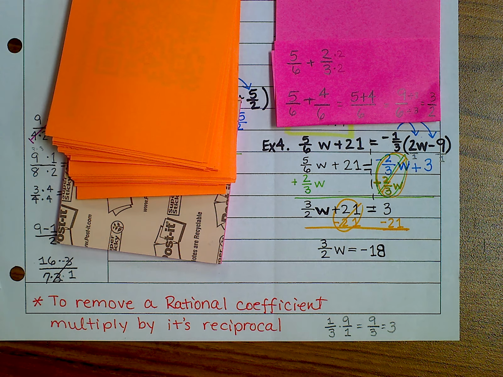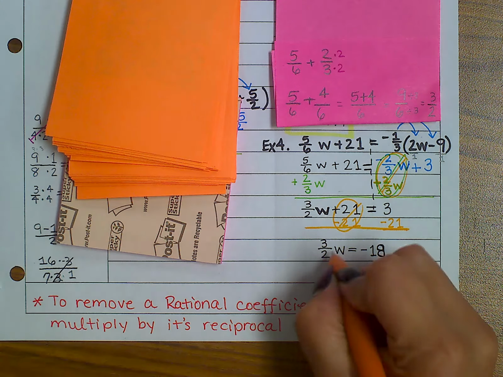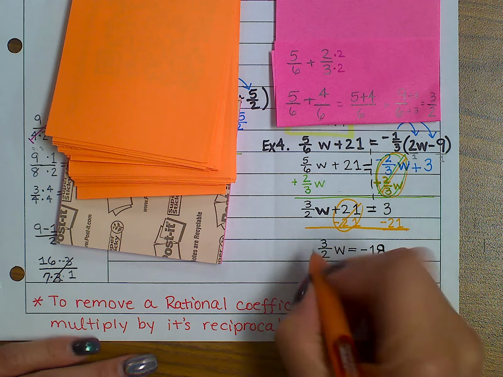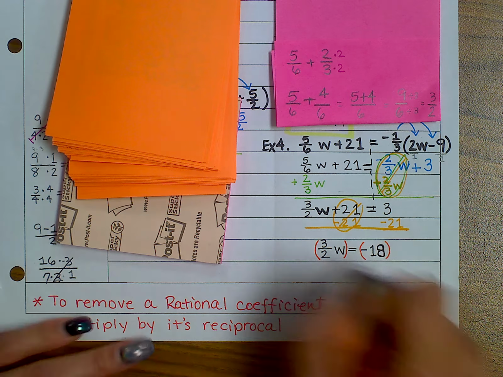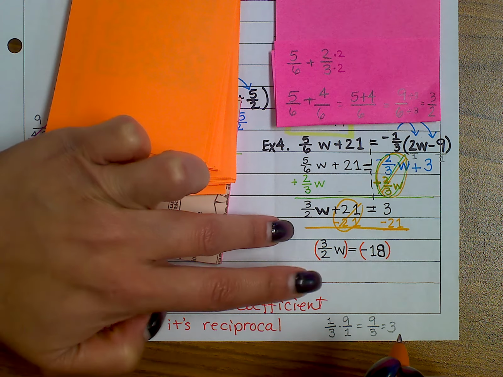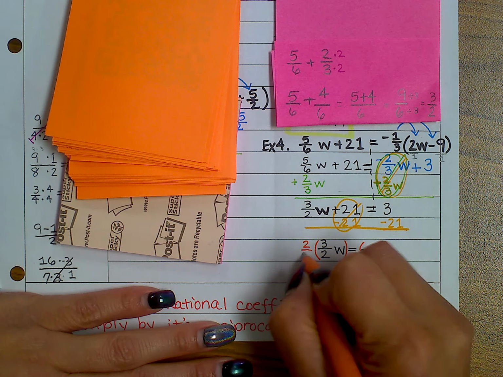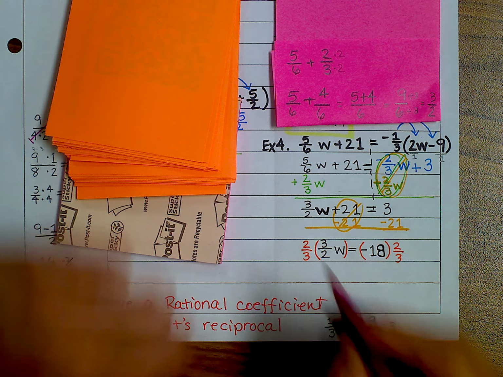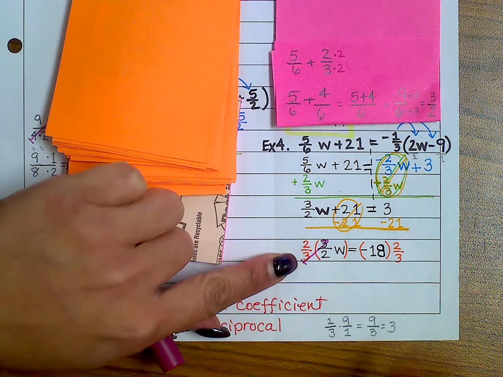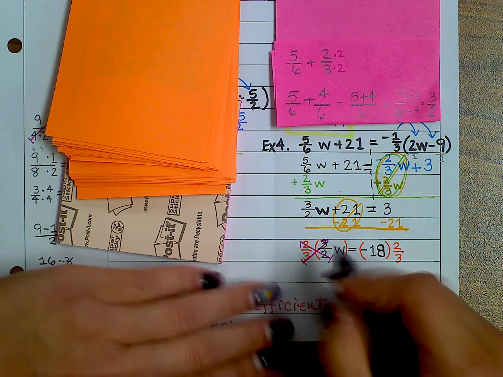Okay. So, last step, to remove a rational coefficient, multiply by its reciprocal. So, since these are being multiplied already, you would usually divide. But since it's a fraction, your favorite F word, we're going to take its reciprocal. So remember, I have 3 over 2. Its reciprocal is 2 over 3. Okay. So remember, 3 divided by 3 reduces to 1. Just like 2 divided by 2 reduces to 1. Leaving me with, well, just W.